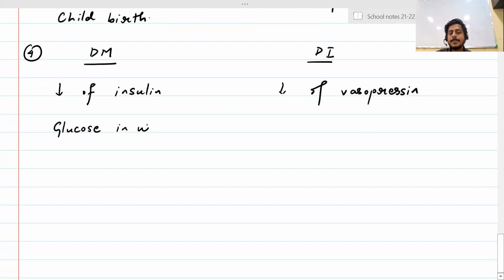And in diabetes insipidus, there is no glucose in urine, if you have to distinguish. In normal people also, there's no glucose in urine because glucose is completely reabsorbed as it is essential for the body. So in DI or diabetes insipidus, there is a large volume of dilute urine being produced. Large volume of urine being produced, and this is dilute, which means it has more amount of water.